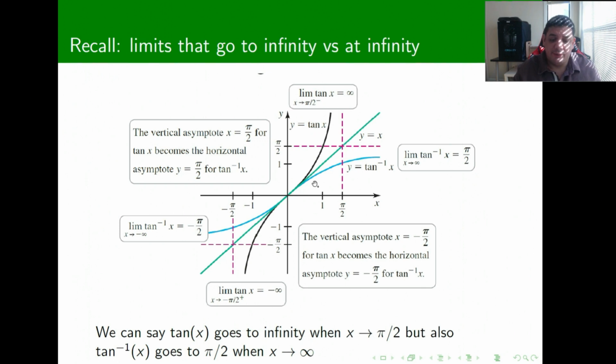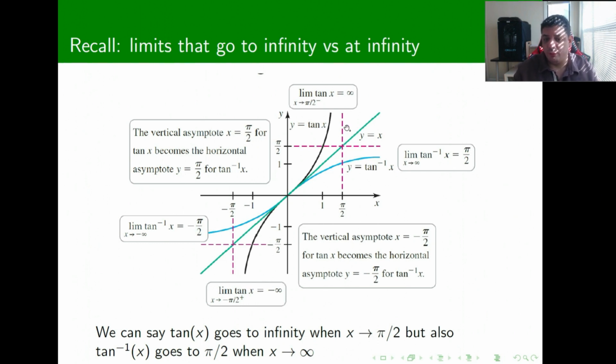So to simplify both, we can use the function tangent of x and its inverse. Notice that the function tangent of x, given here by the black line, goes to infinity when we're approaching pi half, and approaches minus infinity when we're approaching minus pi half. So in both cases, these are limits that go to infinity. This goes to infinity, this goes to minus infinity.